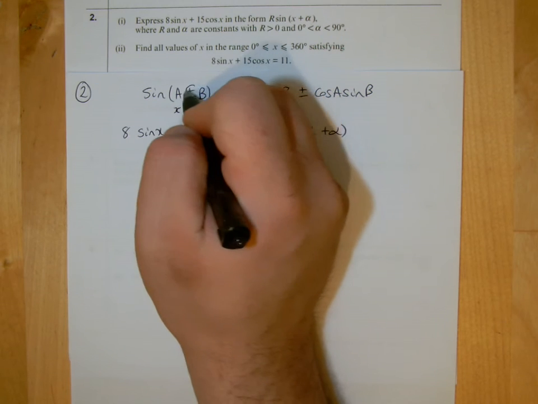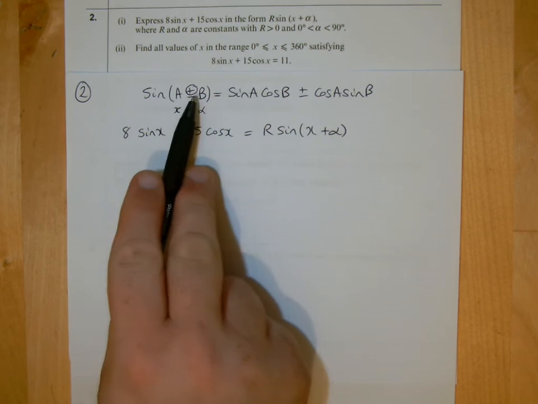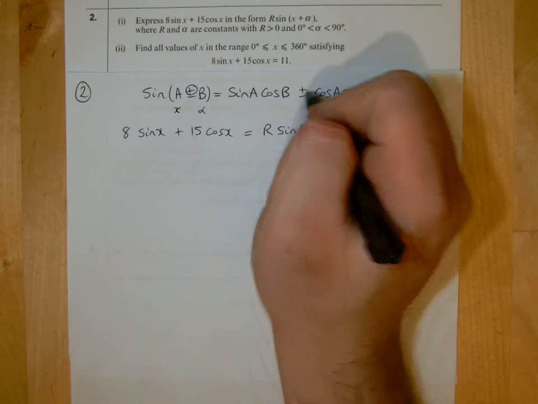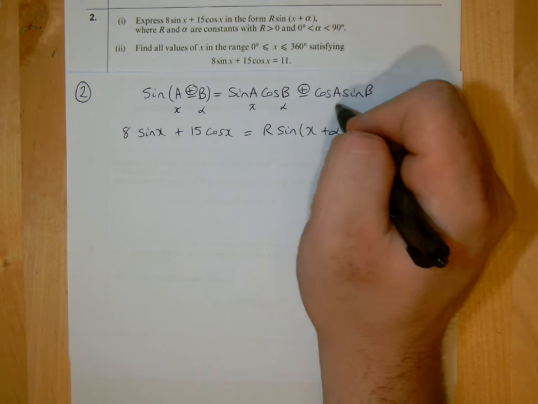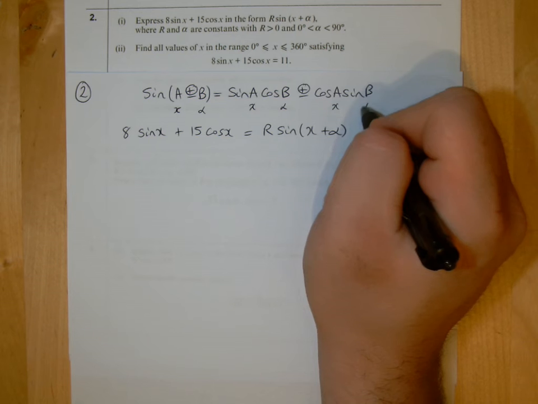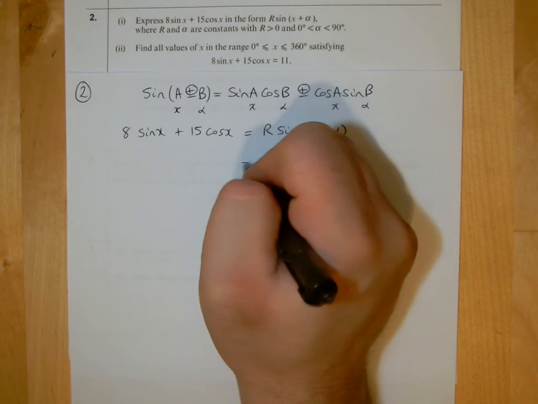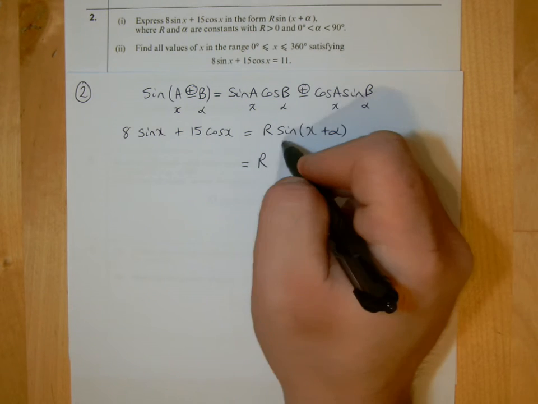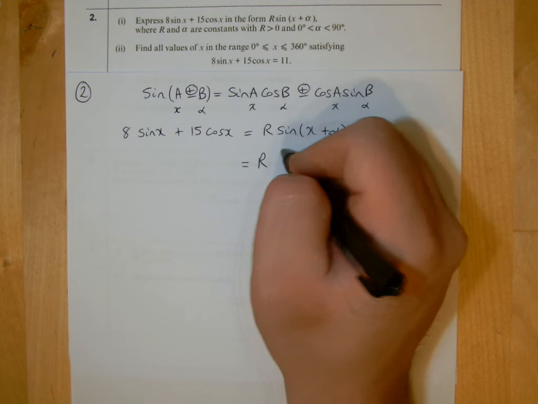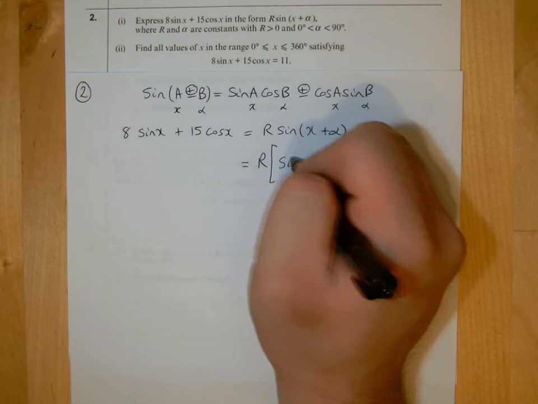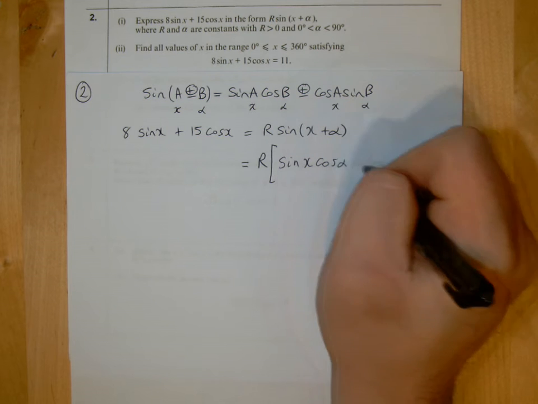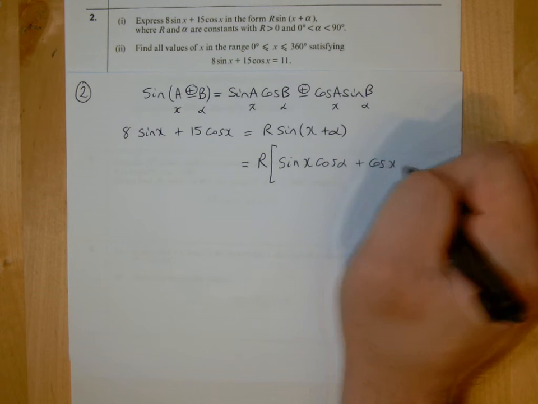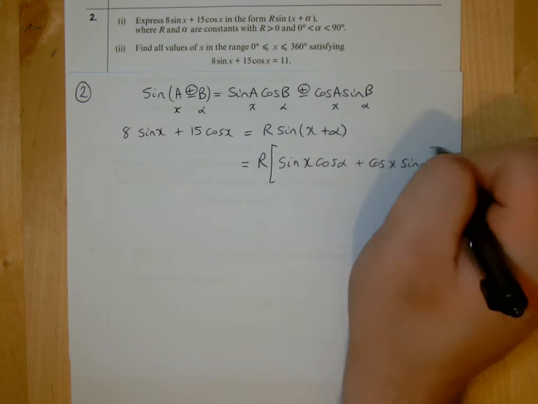And you're going to choose the top option there because you want it to be plus as it is there, which means you choose the top option. So you just got to remember then your a is x, your b is alpha. And then when you write this out in full, we'll have r here, and then we're going to expand this in full, so we need to do square brackets. We'll have sine x cos alpha plus cos x sine alpha.